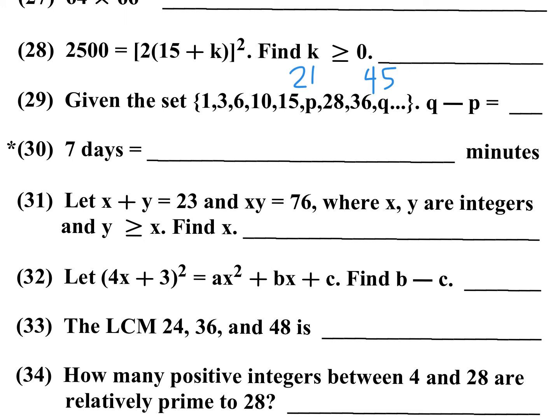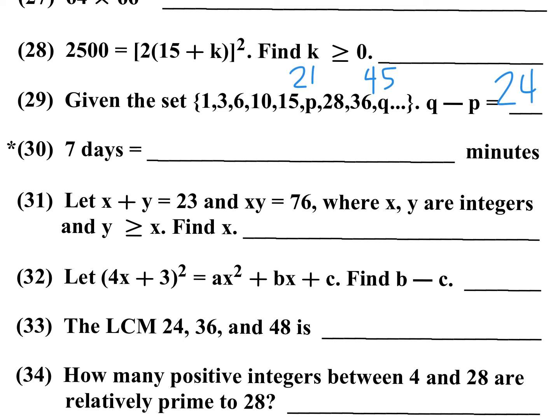And they want Q minus P. So what's 45 minus 21? That would be 24. So the key there is just to identify the triangular numbers. It wouldn't hurt to memorize the first 10 or 12 triangular numbers just to know them right offhand. If you don't know what a triangular number is, just ask me in the comments and I'll answer for you. Triangular numbers come out a lot in number sense.